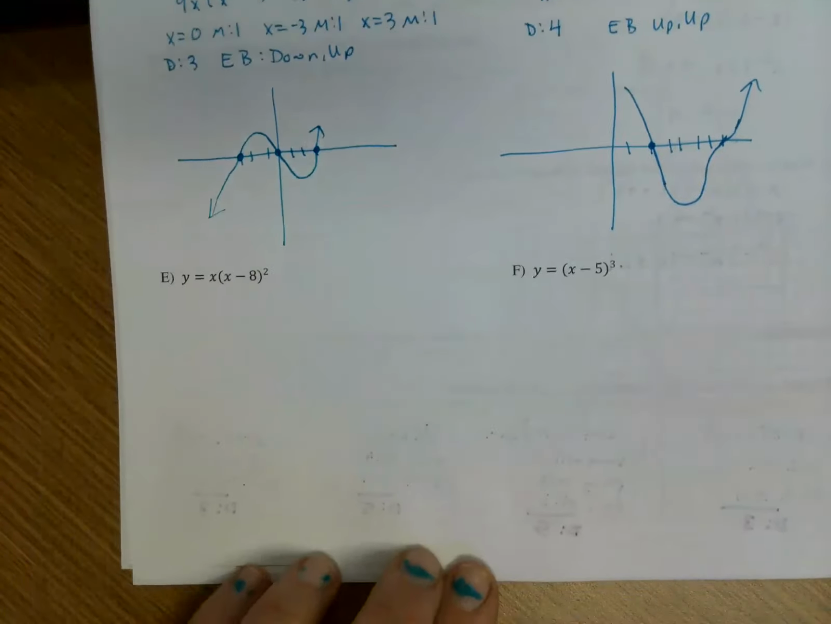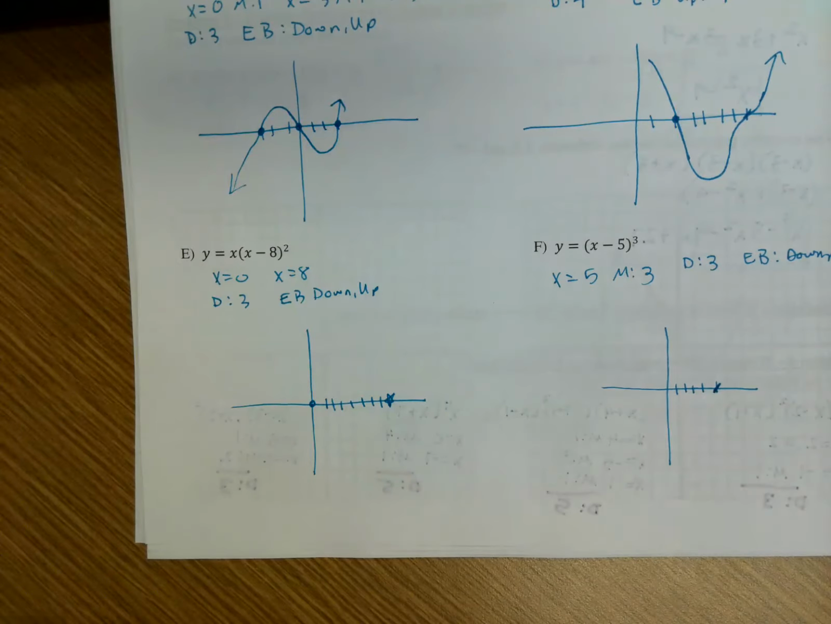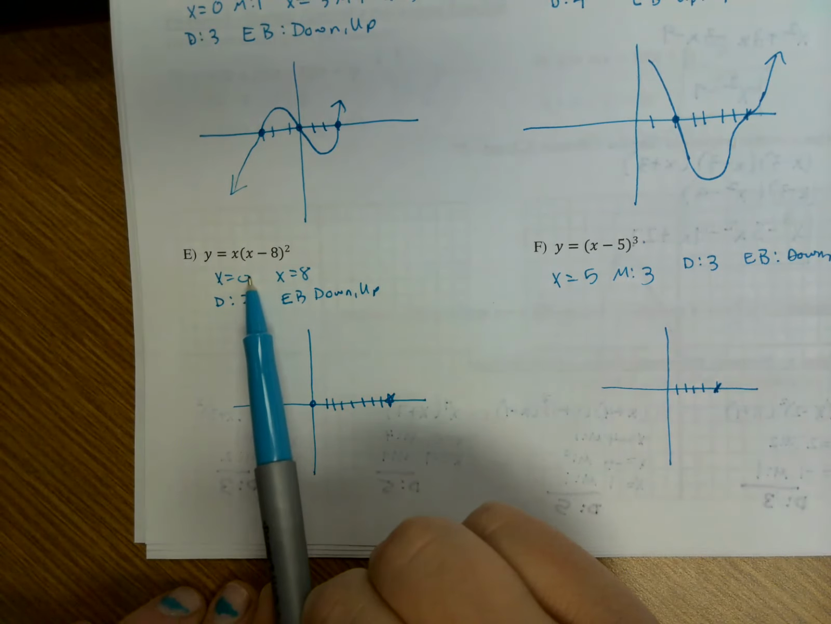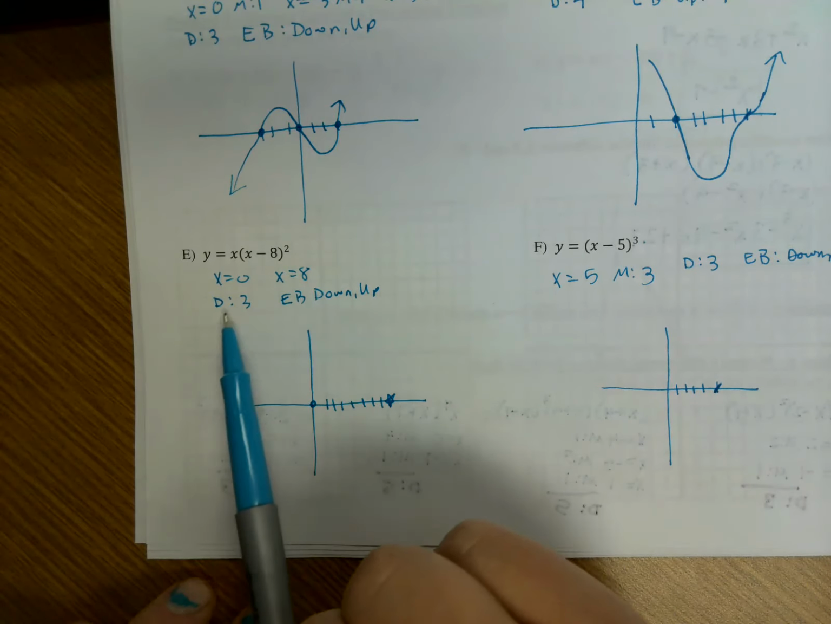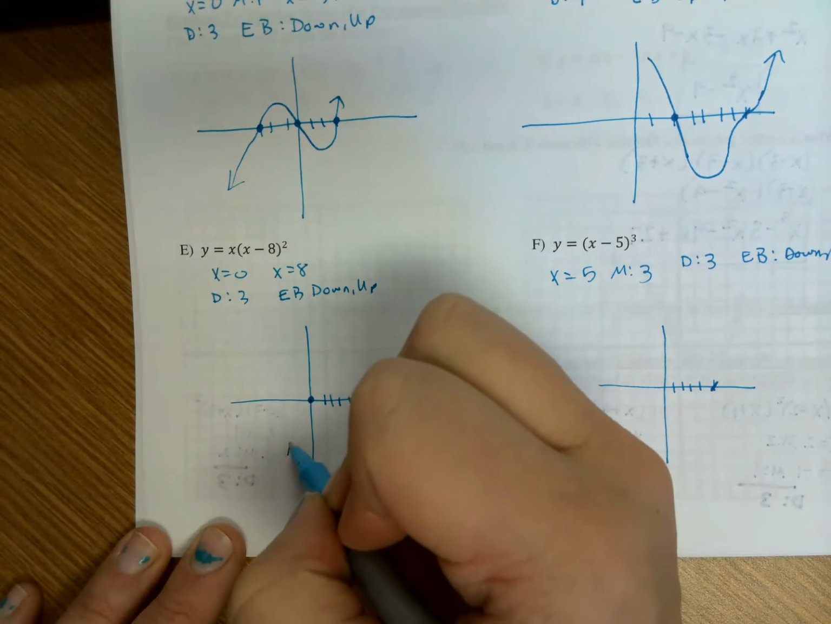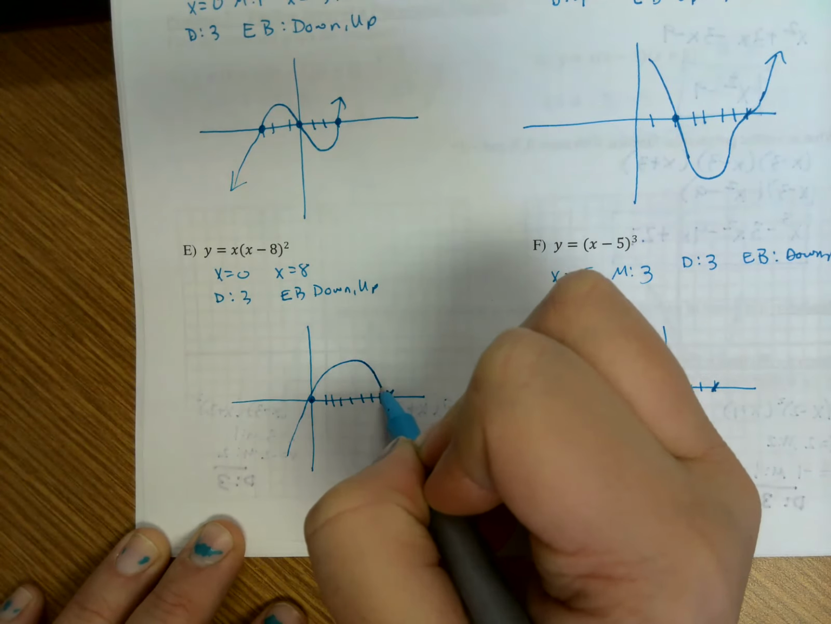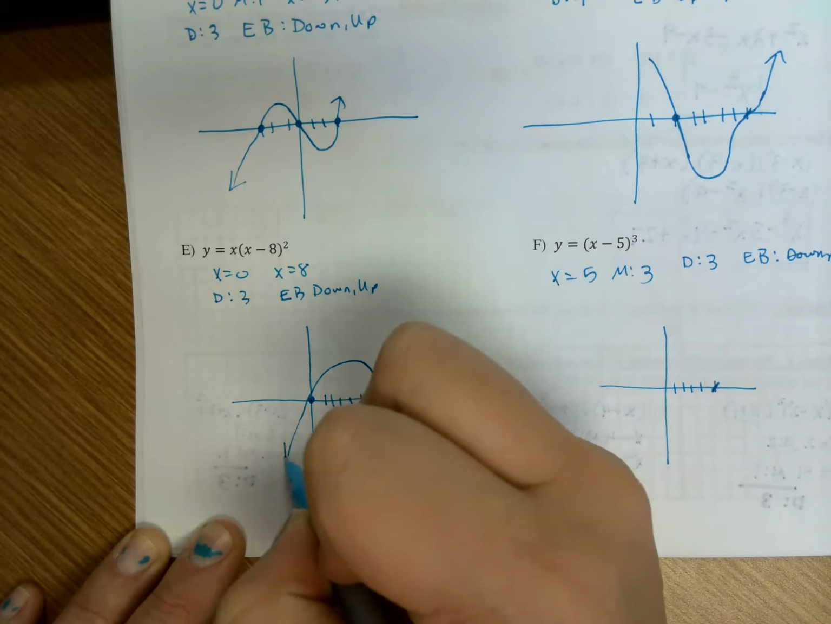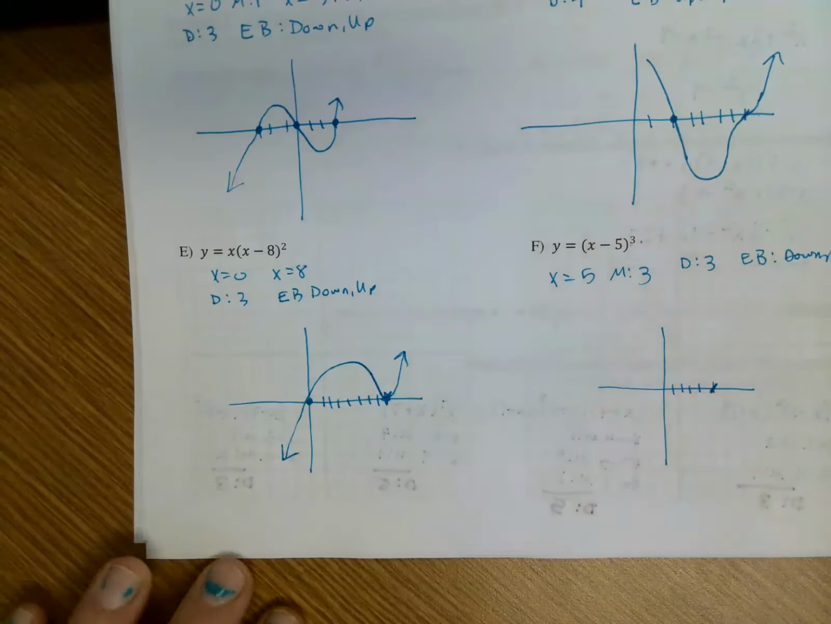I want you to try to do E and F by yourself. So you have 0, that happens 1 time, and 8, that happens 2 times. So my degree here is 3, so it's down, up. So I start down. I have to go through the point. Anytime I see a star, I have to touch it and turn around. So my end behavior is down, up.